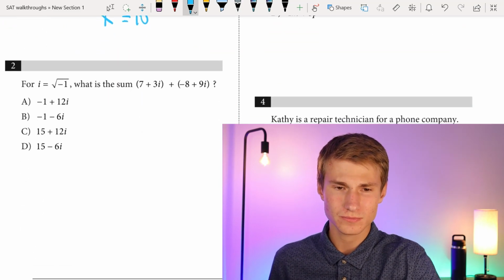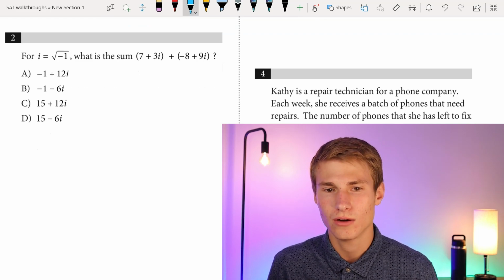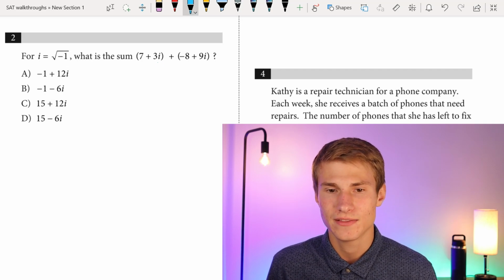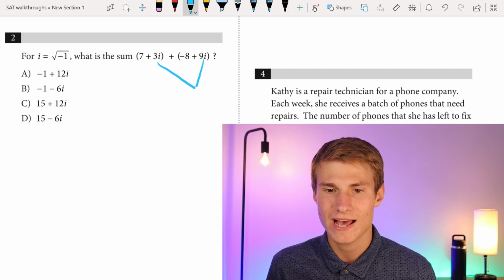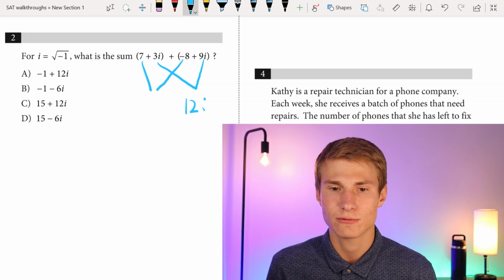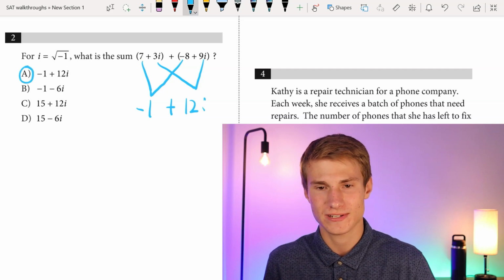Moving on to number 2. We've got for i is equal to the square root of negative 1, what is the sum of the quantity 7 plus 3i plus negative 8 plus 9i? In this case, we're going to combine our like terms since we're adding. So we've got 3i plus 9i, that's going to leave us with 12i. Then we've got 7 plus negative 8, which is the same as 7 minus 8, which will leave us with negative 1. So we'll have negative 1 plus 12i, which we see is going to be answer choice A.